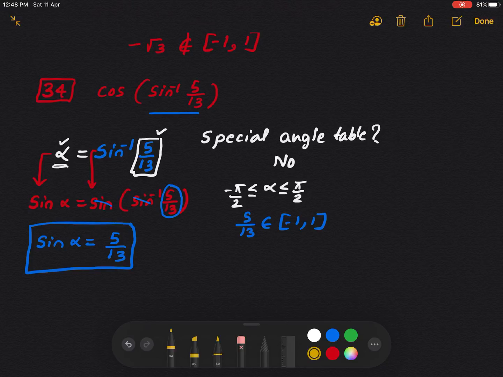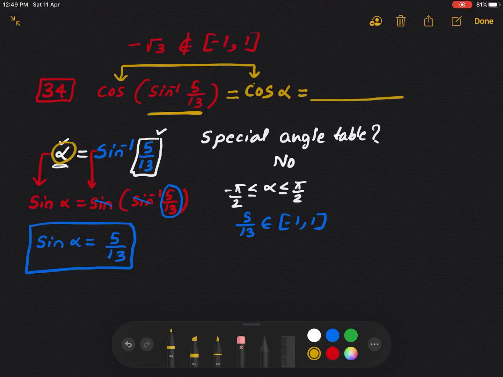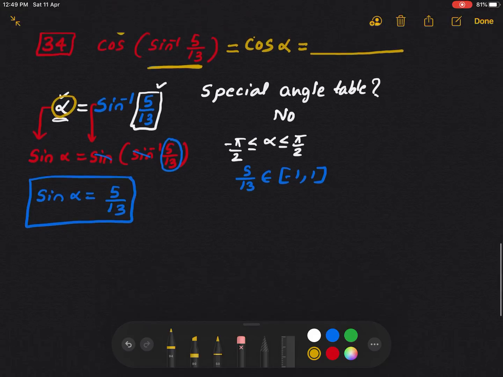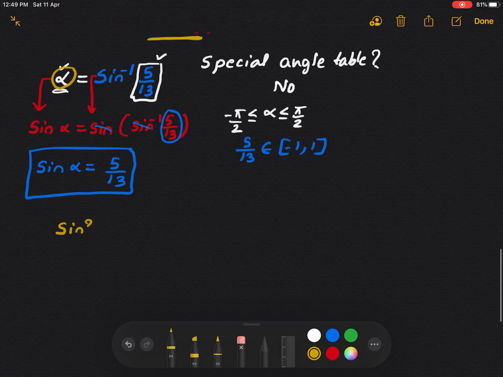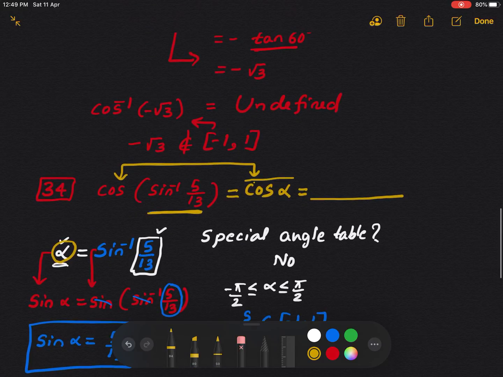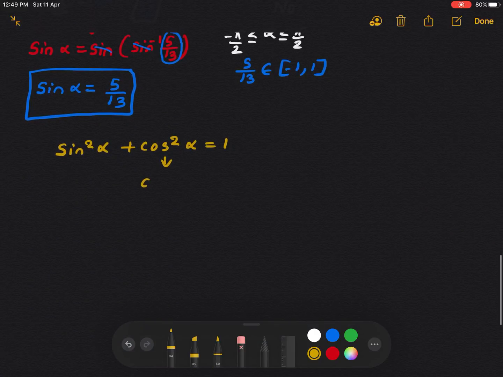Now, let us go back to the question: cosine of sine inverse of 5 over 13. Now, what does it mean? You take sine inverse of 5 over 13 as alpha. So, it's enough if you find cosine alpha. You know sine alpha, and you have to find cosine alpha. You can use the Pythagorean identity: sine square alpha plus cosine square alpha is equal to 1. You want to find the cosine alpha now. So, what is cosine alpha?